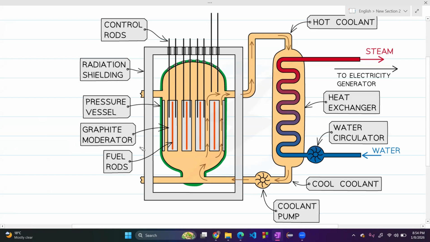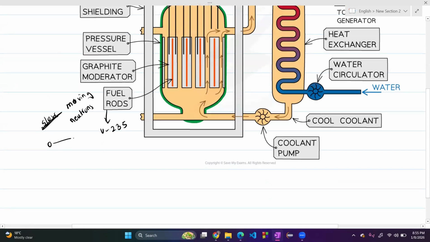So first of all, the fuel rods. These fuel rods are made up of uranium-235 atoms, so they contain uranium-235 nuclei. And there are slow-moving neutrons. Note that they have to be slow; I will tell you why later. These slow-moving neutrons travel and hit the nucleus of uranium-235 in the fuel rod. As a result, the nucleus of the uranium-235 atom splits. This process is known as fission.